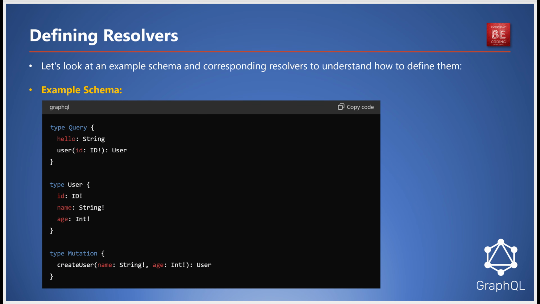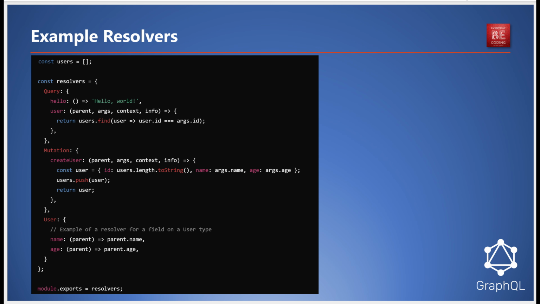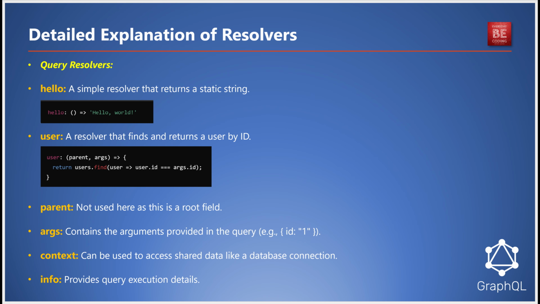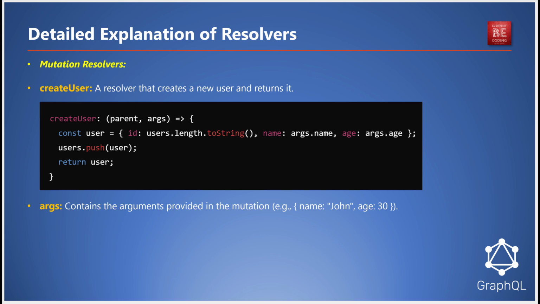Consider a GraphQL schema defining types like user and mutation, where resolvers define logic for fetching user data or creating new users. Here, a resolver for fetching a user might look for the user ID passed in the args and retrieve corresponding data from a database or an array. In mutations where new data is created, the resolver might take name and age from the args, create a new user, and then push this user to a database, returning the new user data as the response.